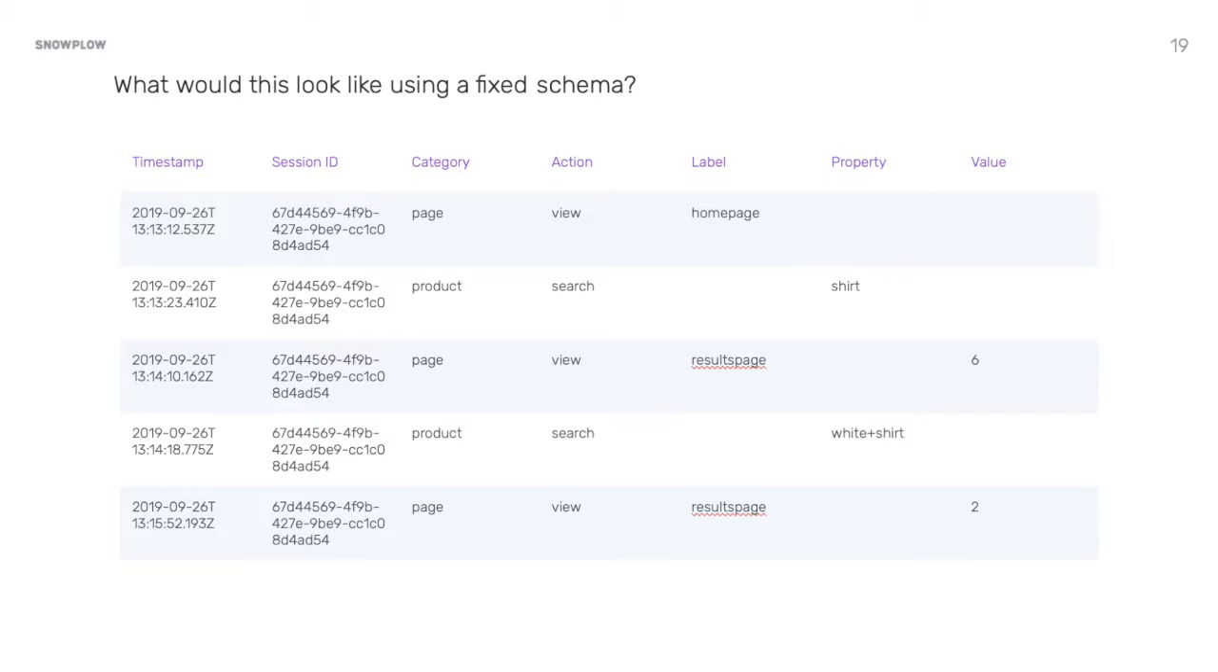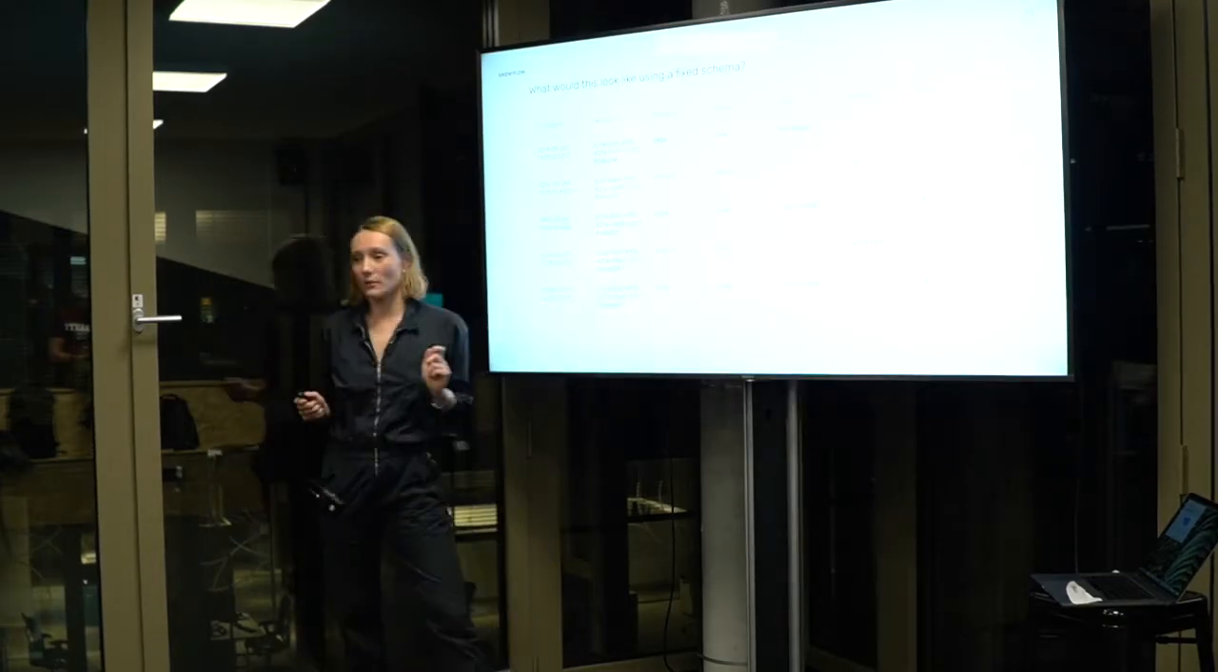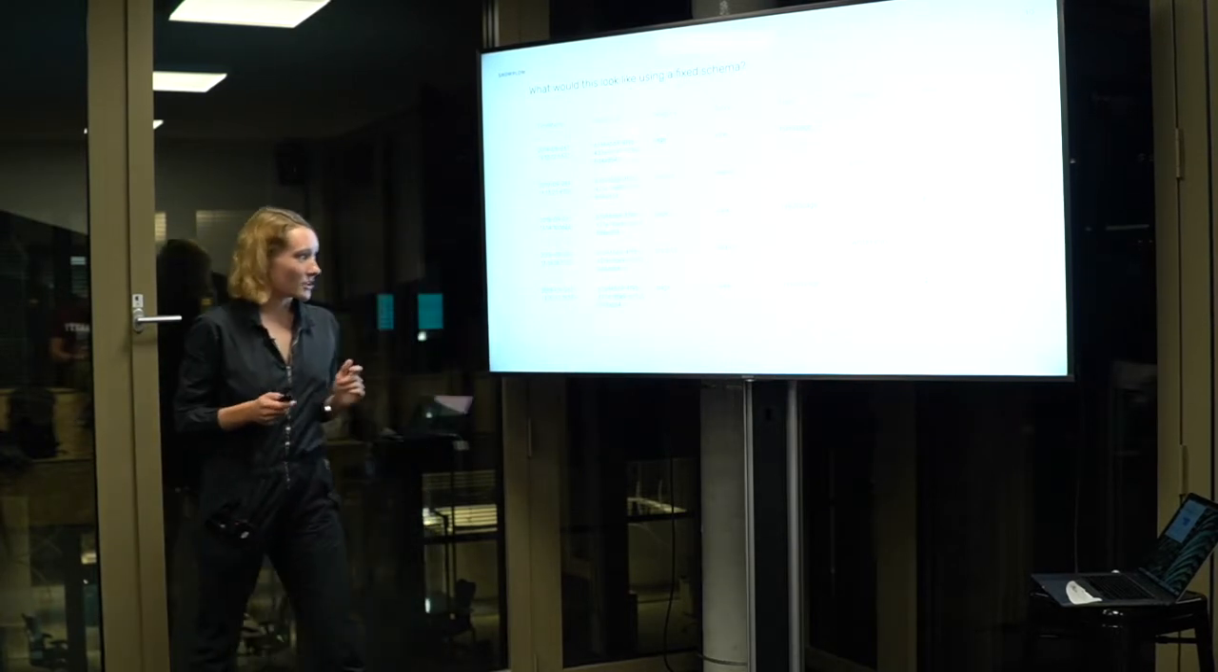So in the property, now you say, well, actually, here we want to add the keywords that the user is searching. So maybe the first search, they search for shirts. They get 6 results, as you can see here. That will be the value. Maybe that's not quite what they're looking for, so then they refine their search and say, well, actually, I only want to see white shirts. They see 2, and then maybe they go purchase.